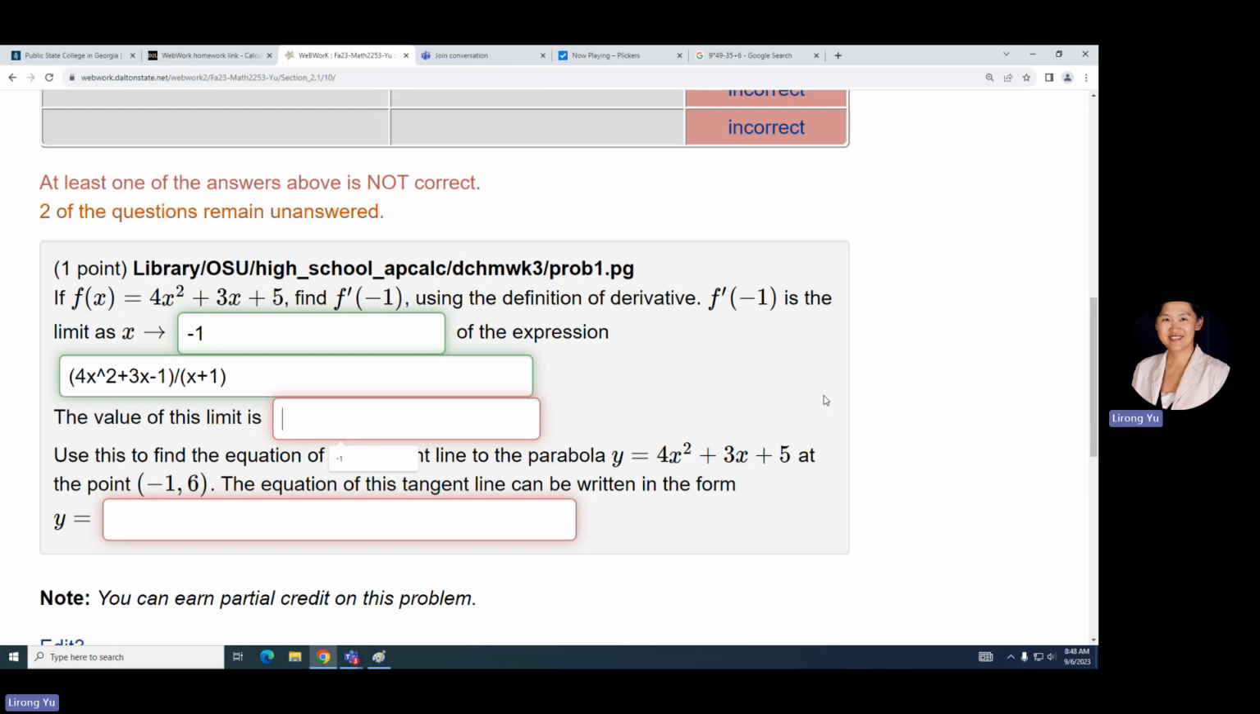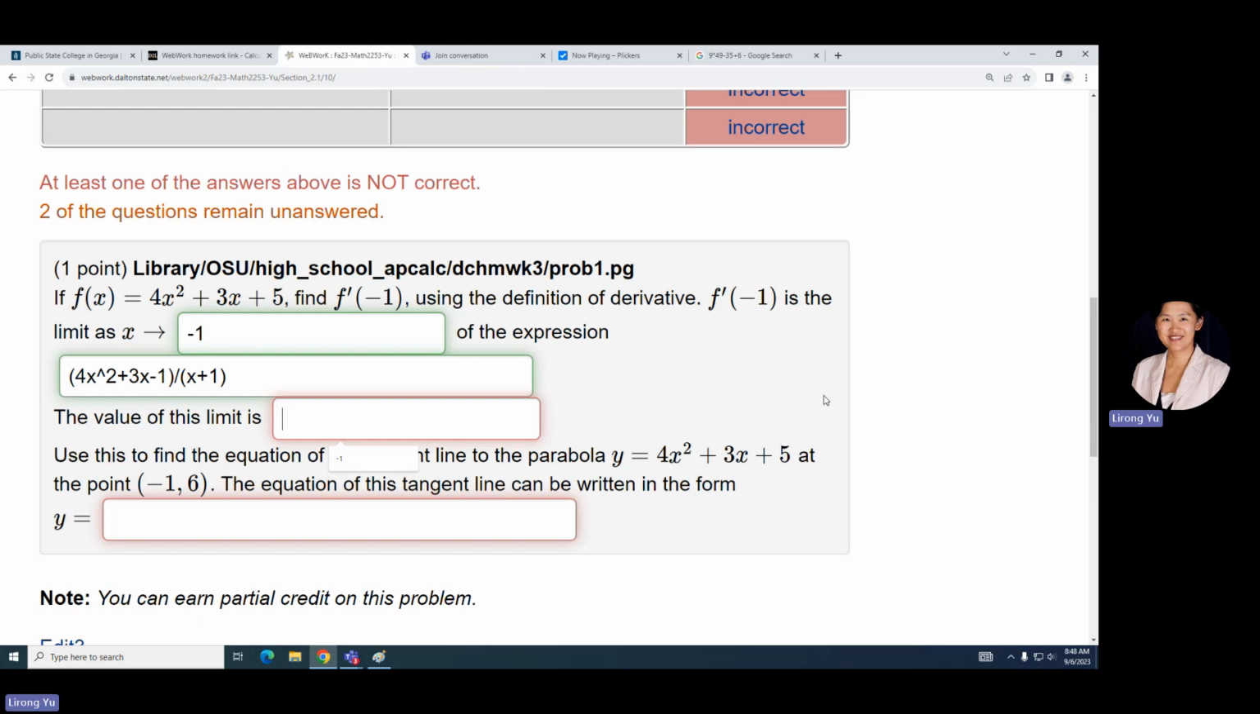So I realized maybe the numerator has -1 as a root. That's 0, so we can do this synthetic division. 4, 3, -1. And we know that -1 is a root, so we bring down the 4, multiply, and calculate, and the remainder is 0. That's 4x minus 1 times x plus 1. So the numerator is now x plus 1 times 4x minus 1. Both of these are factors now, divided by x plus 1, x approaching -1.